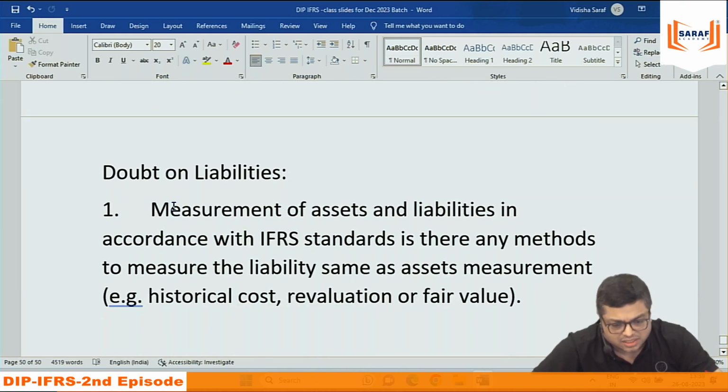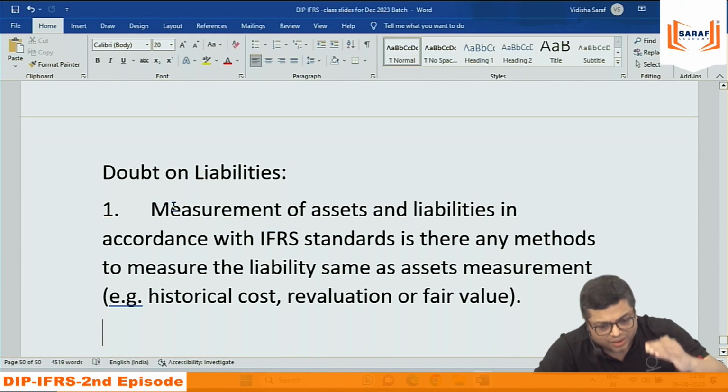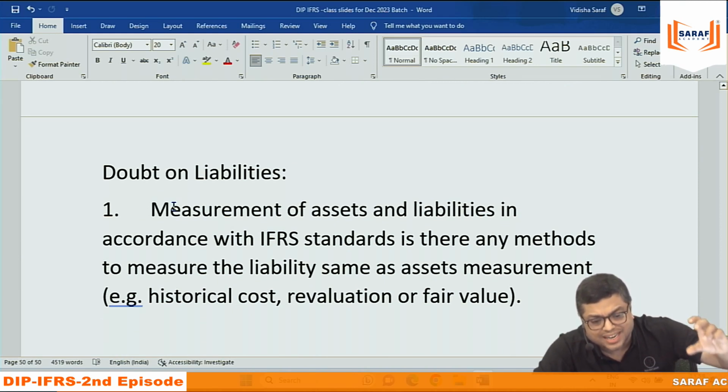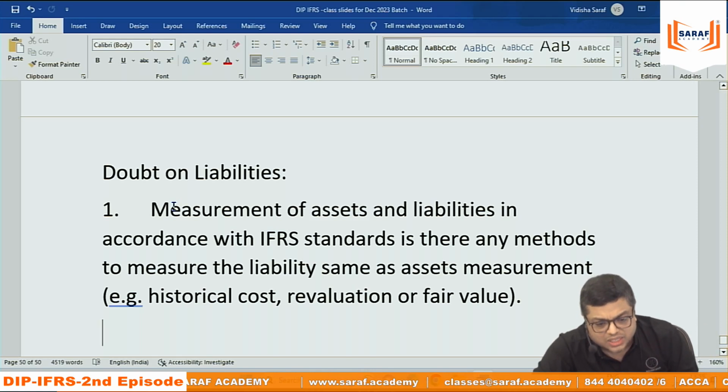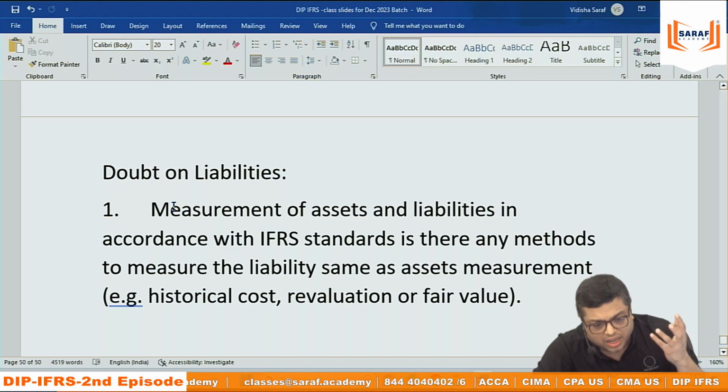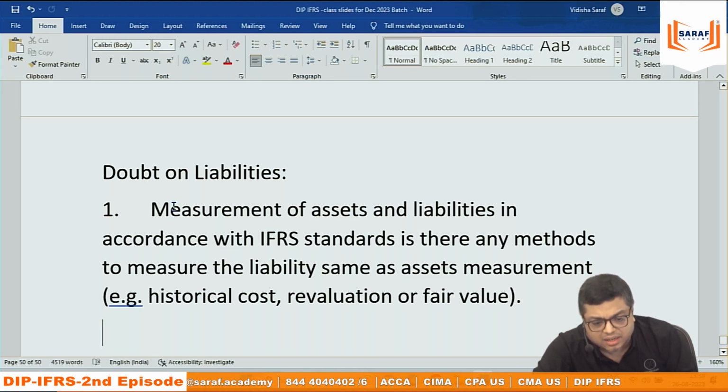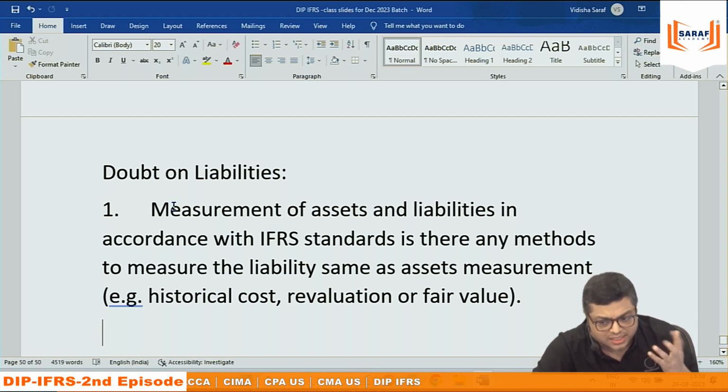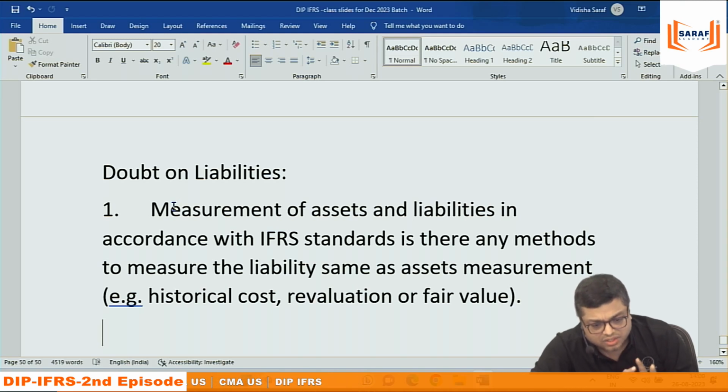Relating to this, I can just say this much. For every asset and liability, there is a separate accounting standard. For liabilities, we have IAS 37, Provisions, Contingent Liabilities and Contingent Assets. For leases, we have IFRS 16. For financial assets and financial liabilities, we have IAS 32, IFRS 7, IFRS 9. Those are very huge. So the principles are there.